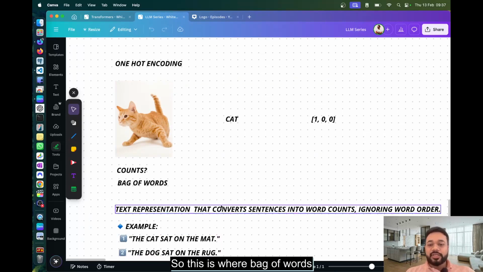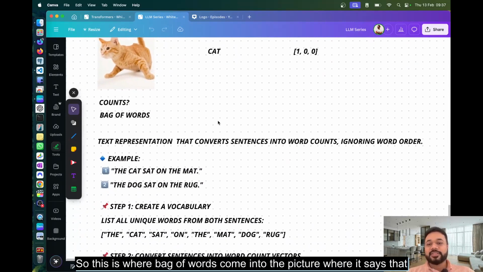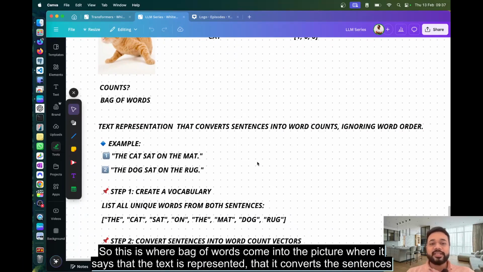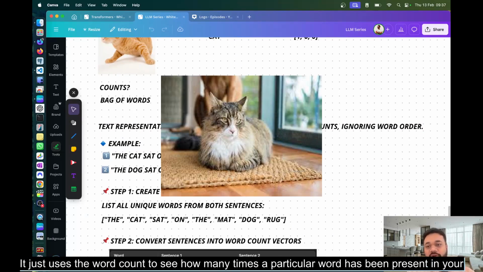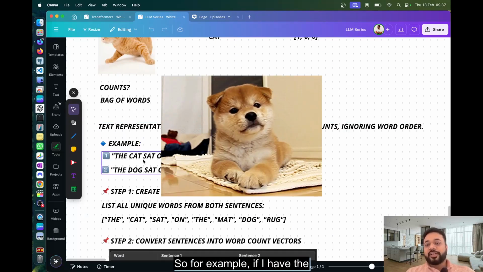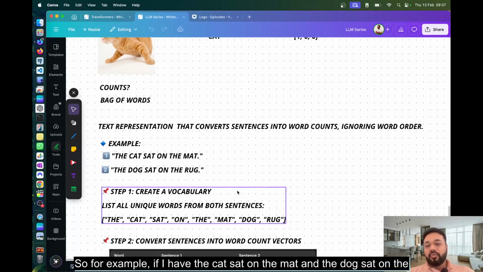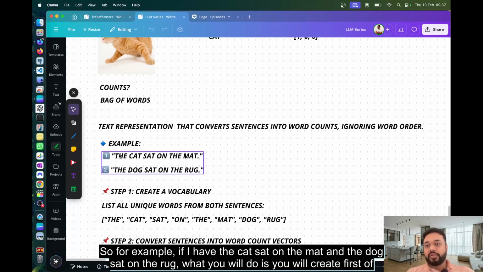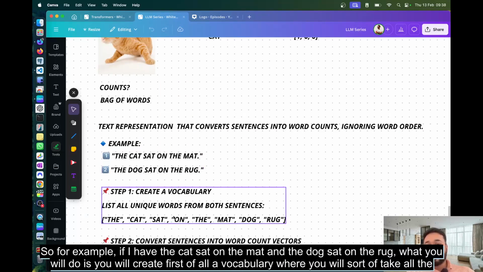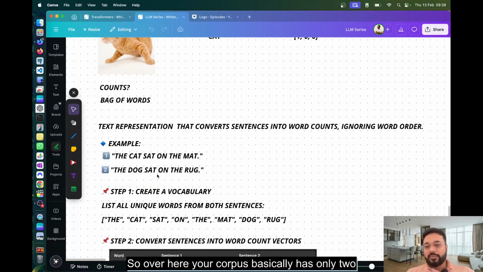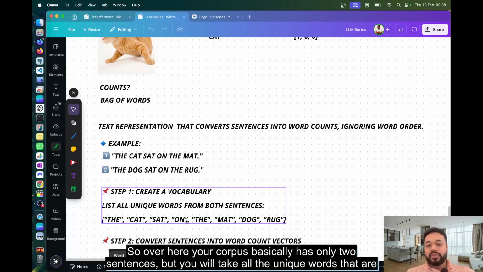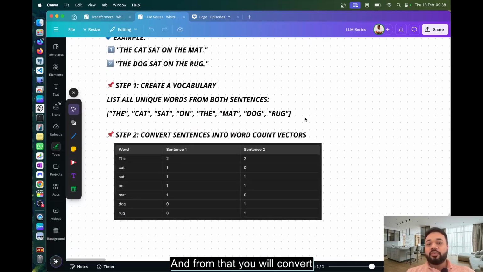So this is where bag of words comes into the picture. It converts the sentences into word counts, but of course it ignores the word order. It just uses the word count to see how many times a particular word has been present in your corpus. For example, if I have "the cat sat on the mat" and "the dog sat on the rug", first of all you will create a vocabulary, taking all the unique words in your entire corpus. Over here your corpus has only 2 sentences, but you'll take all the unique words in it, and from that you will convert it into the word count vector.